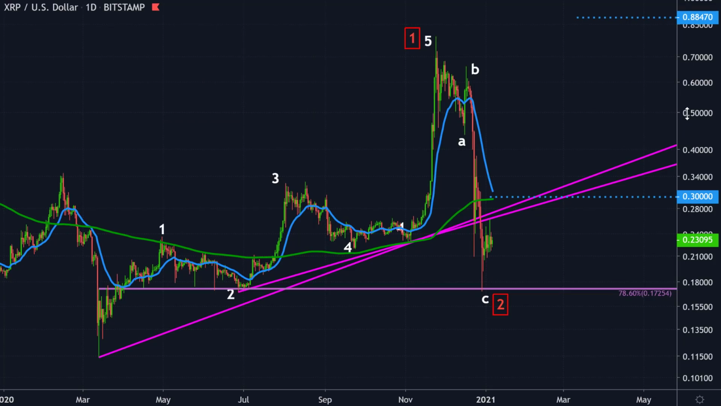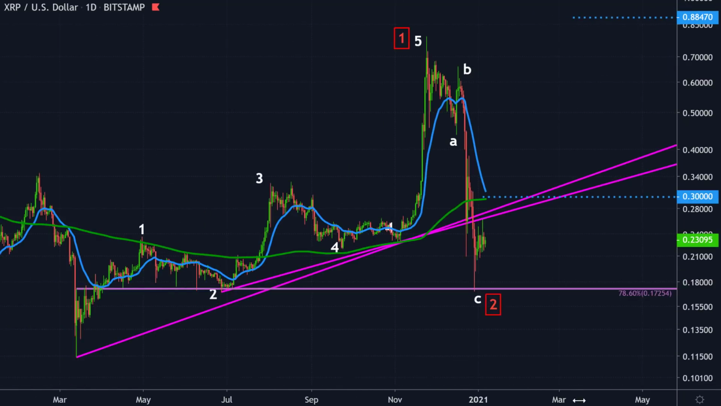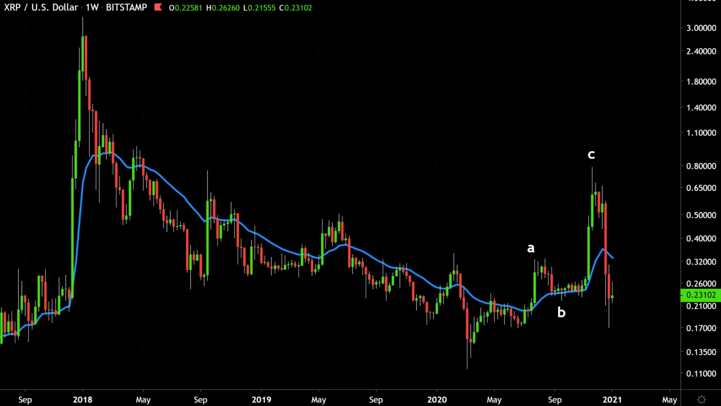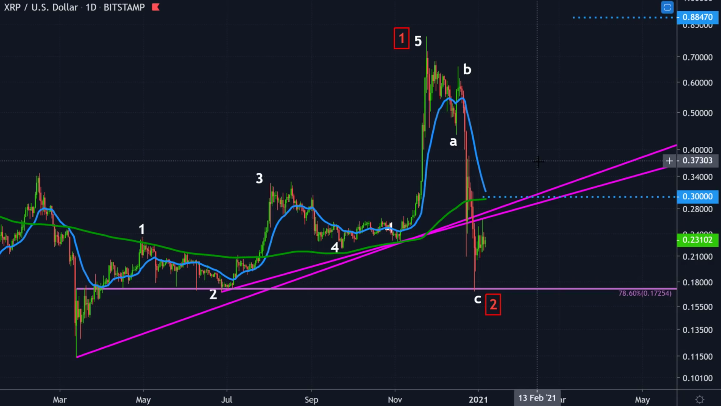In this video, I want to take you through the chart of XRP on this particular time frame, and also I'll show you another chart in a few minutes, which I want to take a look at as well. So let's begin first of all with this chart you're seeing here.